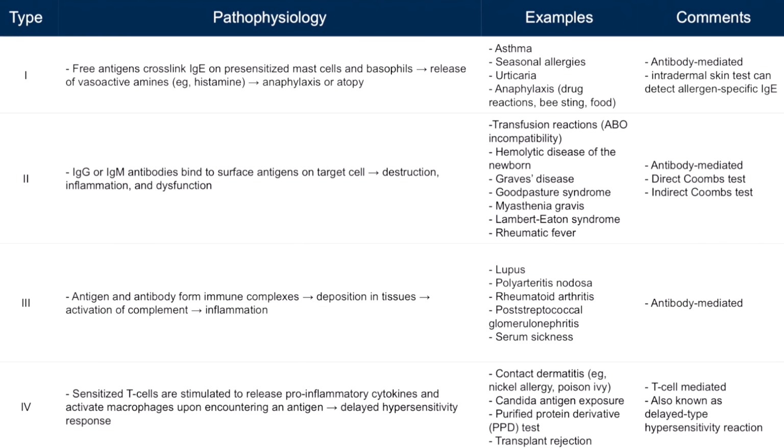In type 4 hypersensitivity reactions, sensitized T cells are stimulated to release pro-inflammatory cytokines and activate macrophages upon encountering an antigen, which leads to a delayed hypersensitivity response.